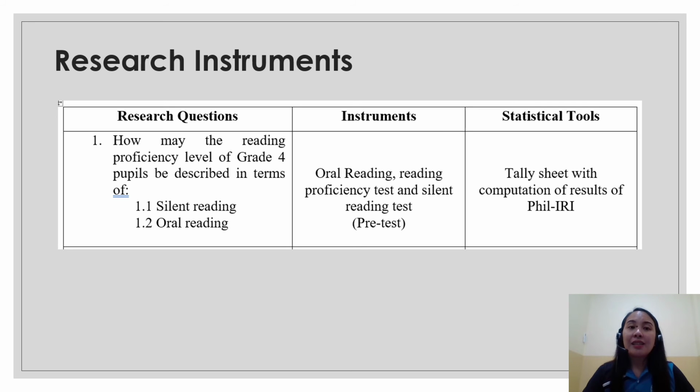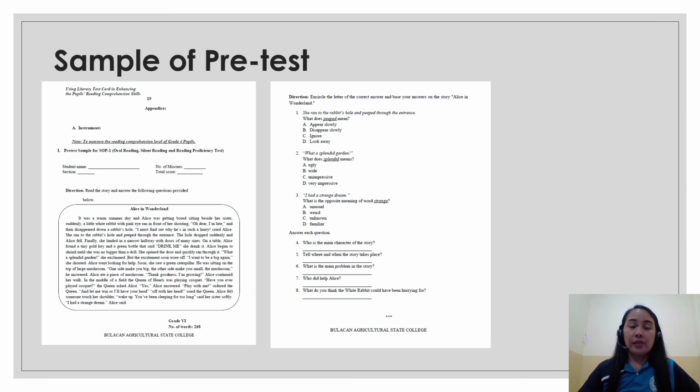So the statistical tools that we will use with the pre-test is the tally sheet with the computation of results of Phil-IRI. As you can see, we have here the sample content and format of the pretest that we will be using for this study. It consists of oral reading, silent reading, and reading proficiency test. So this will be administered to the pupils, of course.